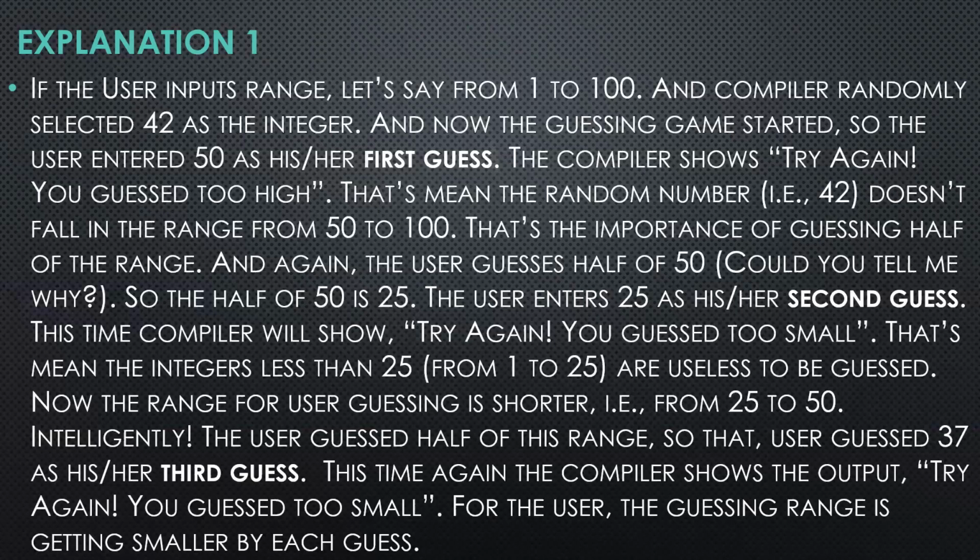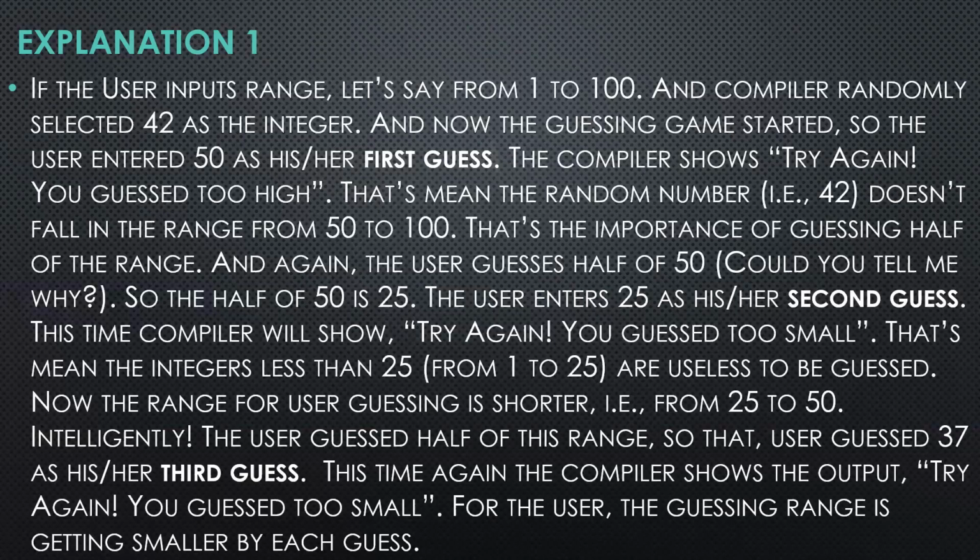Now the user guesses half of 50, which is 25, as the second guess. Now it will show that the number is too low because 25 is less than 42. The compiler will show try again, your guess is too small. That means the integer is greater than 25, so 1 to 25 is also useless to be guessed. The range is getting shorter as his guesses increase. So now he has a range from 25 to 50.